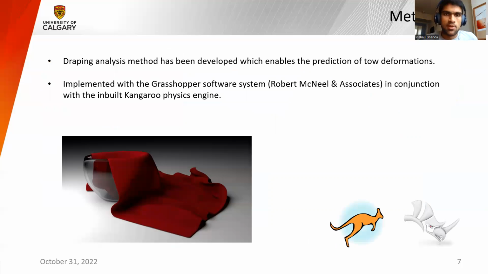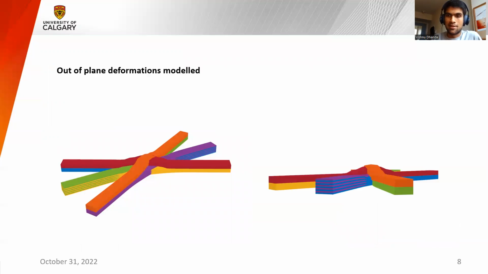So we developed a draping analysis method in the Rhino CAD system using a Grasshopper physics engine. Think about this as just taking a cloth and dropping it over an irregularly shaped object. The cloth would take that shape, and that's exactly what we did with these carbon fiber tows. We ended up getting something that looks like this, and this is one small nodal region of a massive part. You can see that we have an out-of-plane deformation right there, and it is actually very similar to what's being seen in the real world.